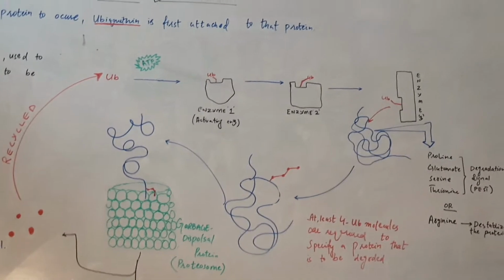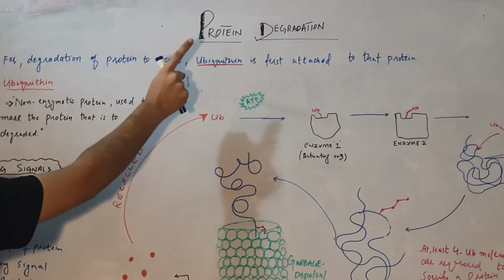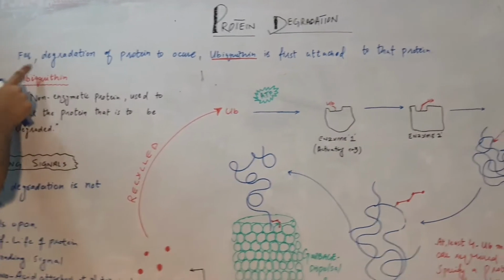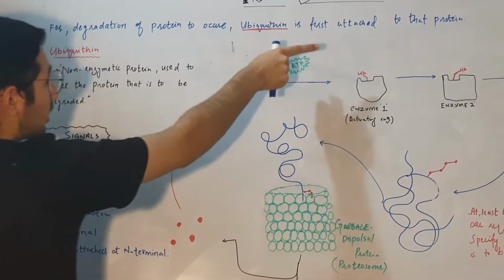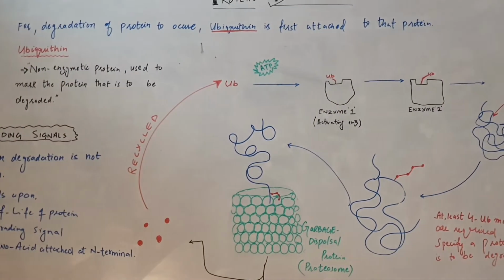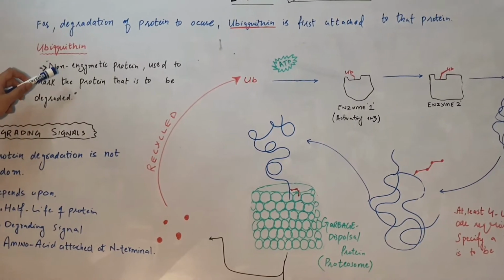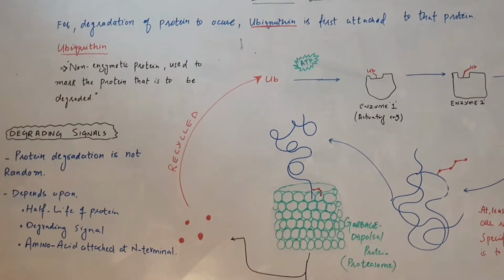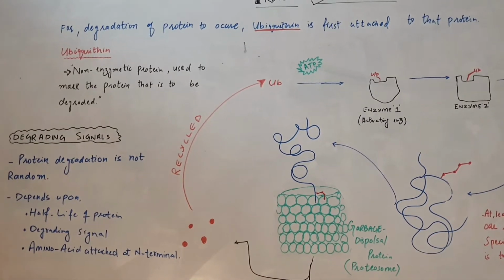Now, in the beginning, how the protein is degraded, it all starts with a ubiquitin. For the degradation of a protein to occur, a ubiquitin is first attached to that protein. Now what is a ubiquitin? Ubiquitin is a non-enzymatic protein used to mark the protein that is to be degraded.